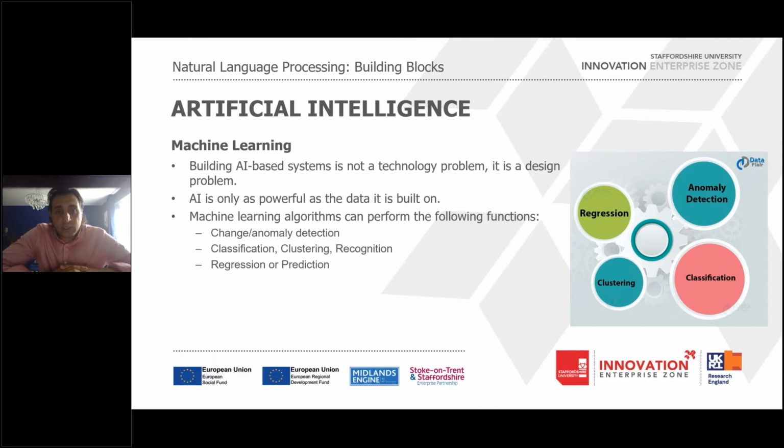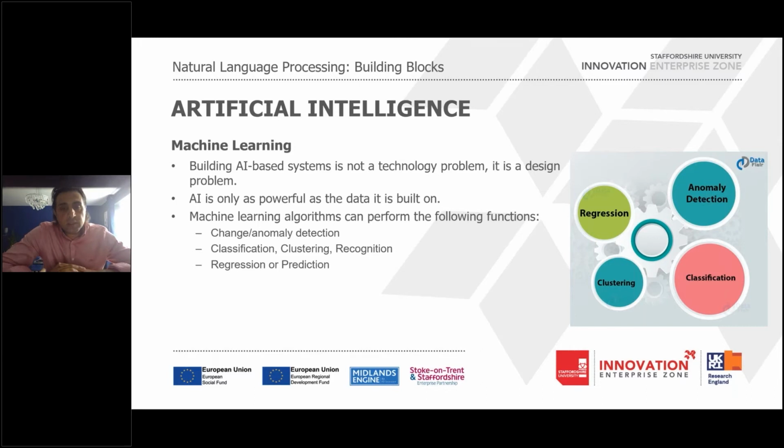And AI is only as powerful as the data it is built on. We see nowadays a new technique called deep learning, which has been booming for the last 10 years or so, which made artificial intelligence and machine learning applicable and commercially valuable. These techniques, we call them data hungry. So they are hungry for data. They need lots of data in order to build decent and elegant models.